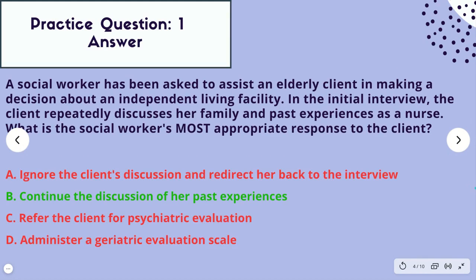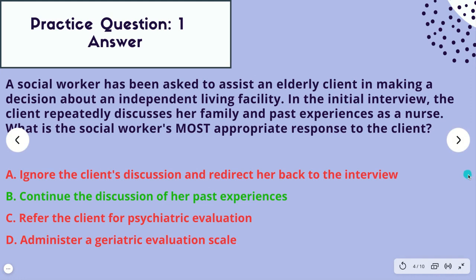Why is B the most appropriate response? Because remember, in an initial interview, when we're trying to engage clients, we want to build rapport. We want to build trust. We want them to come back to see us again. So we meet the client where they're at, and we would continue allowing her to discuss these past experiences to build rapport. And we also might be able to gain some more information as she discusses these past experiences. So remember, always meet the client where they're at, especially when we're trying to engage them in those first few sessions. So B is the correct answer.